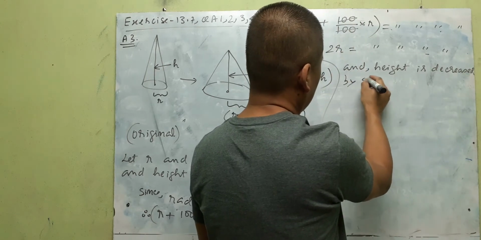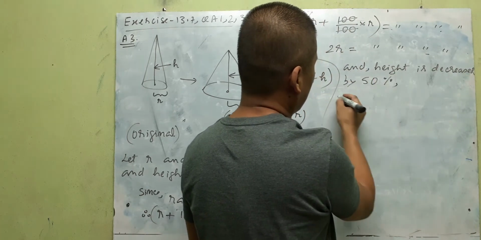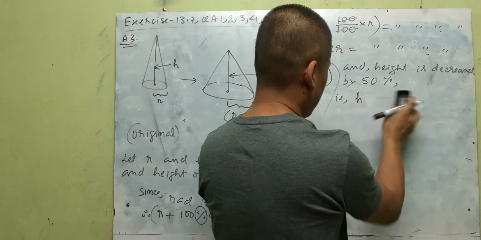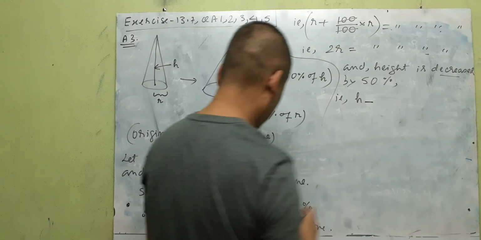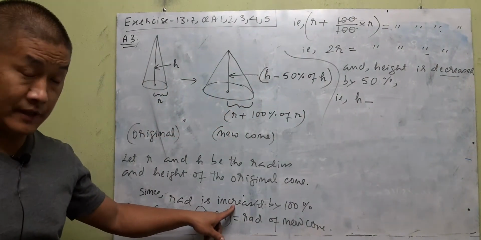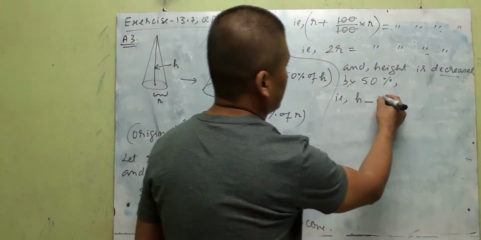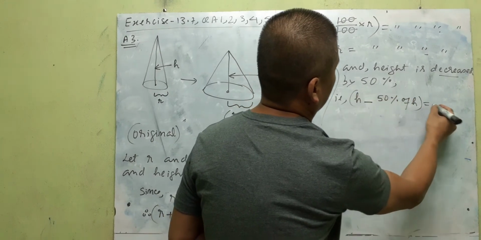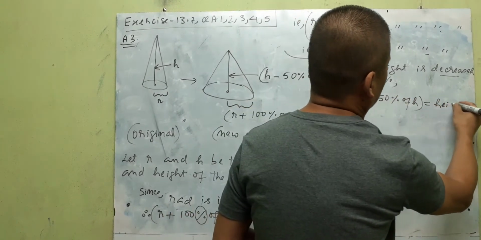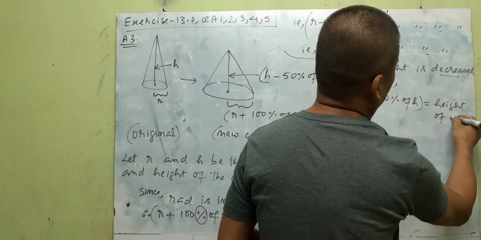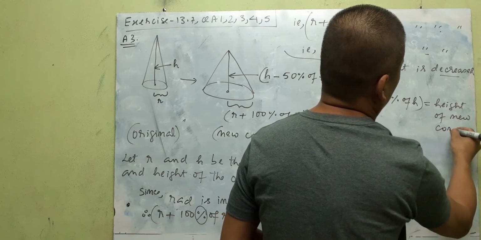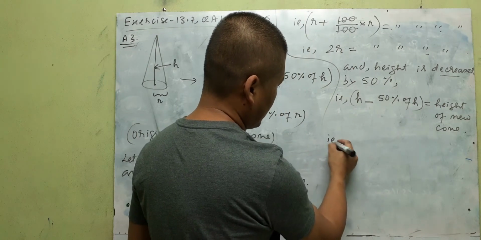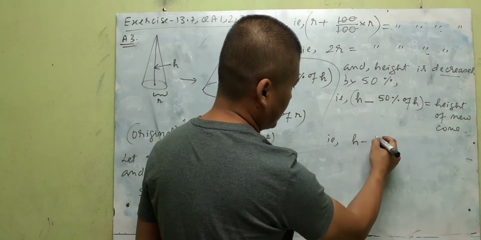Decreased by 50%. The question is saying that h is the original height, and decrease means this time minus. Here we wrote plus because we can clearly see the radius is increased. 50% means 50% of the original height. So it will be the height of the new cone, that is, h minus 50.